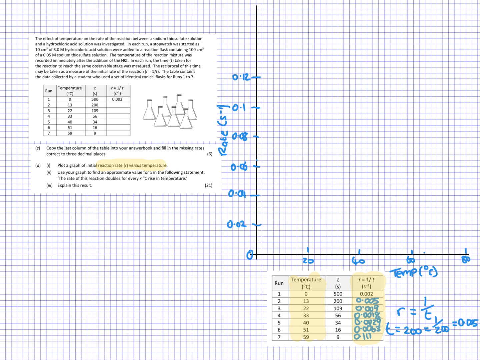Now, a reminder, when you're doing a graph, you need to make sure that you have a scale. As you can see, I have a scale here on the side. So scale meaning it's going up in equal units. So this is going up in units of 0.02, because you've got 0.02, 0.04, 0.06, 0.08, 0.1 and 0.12.